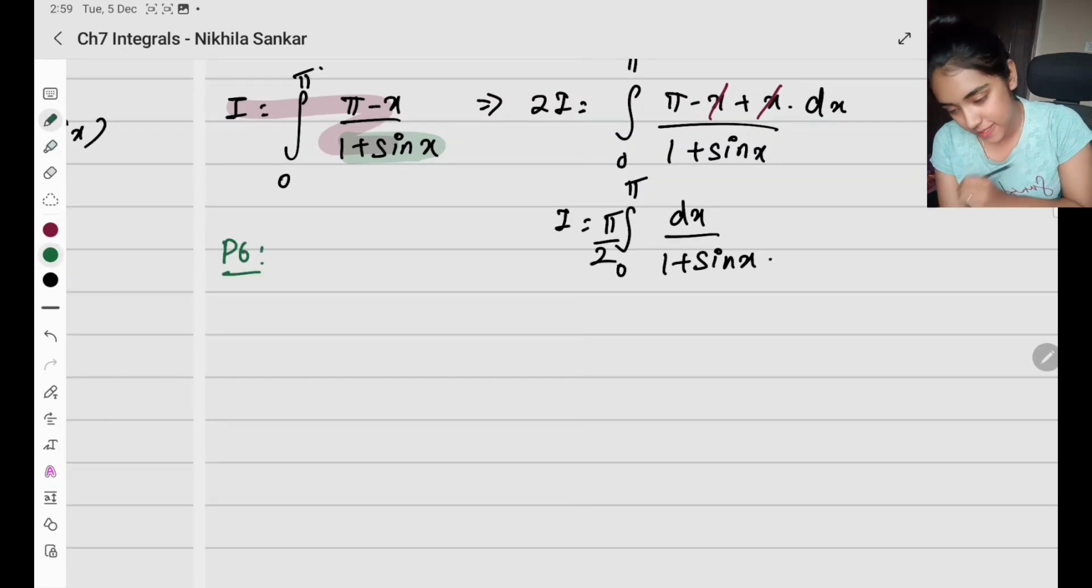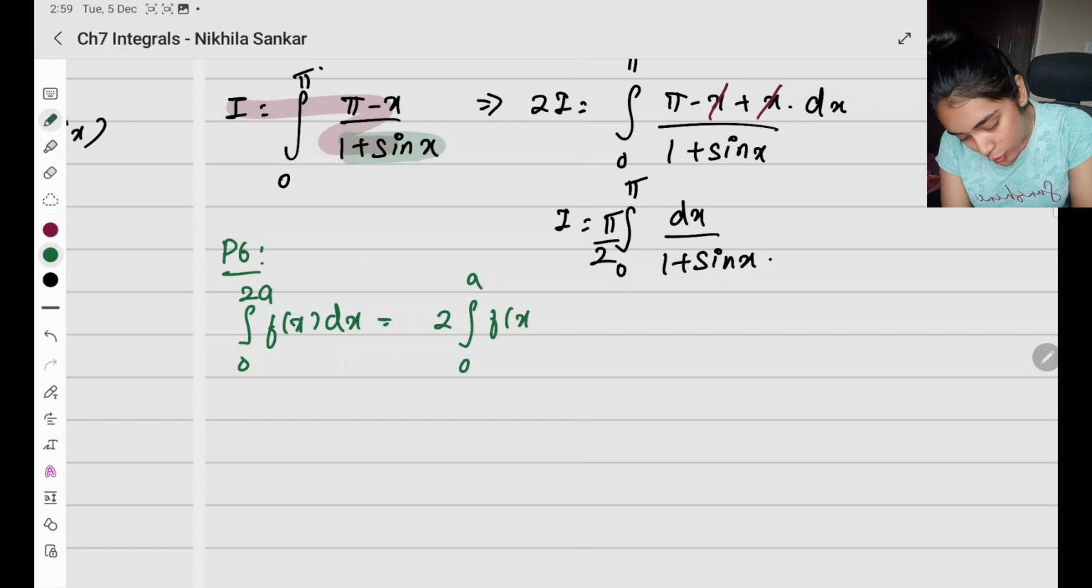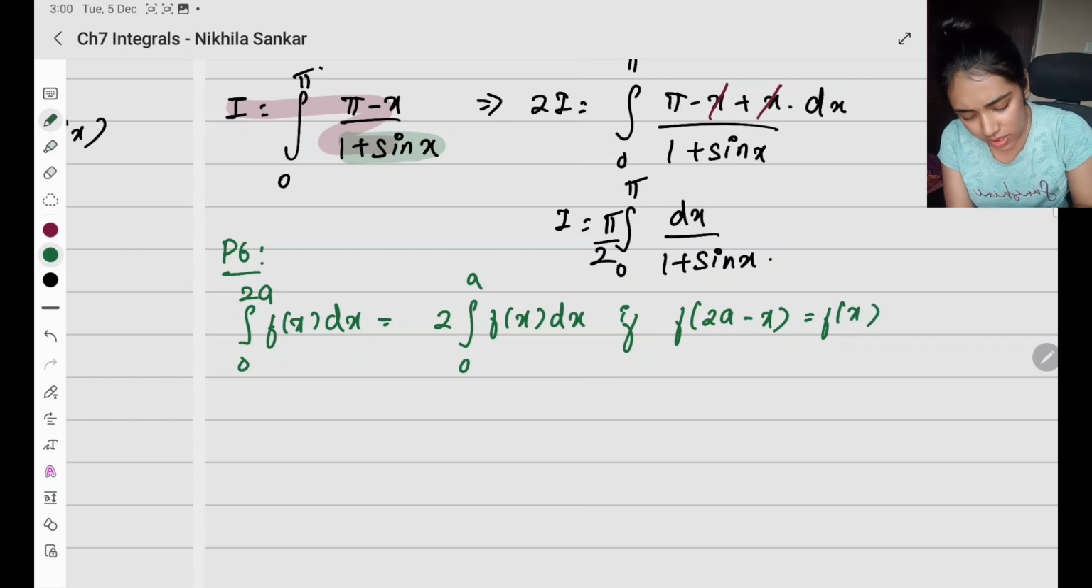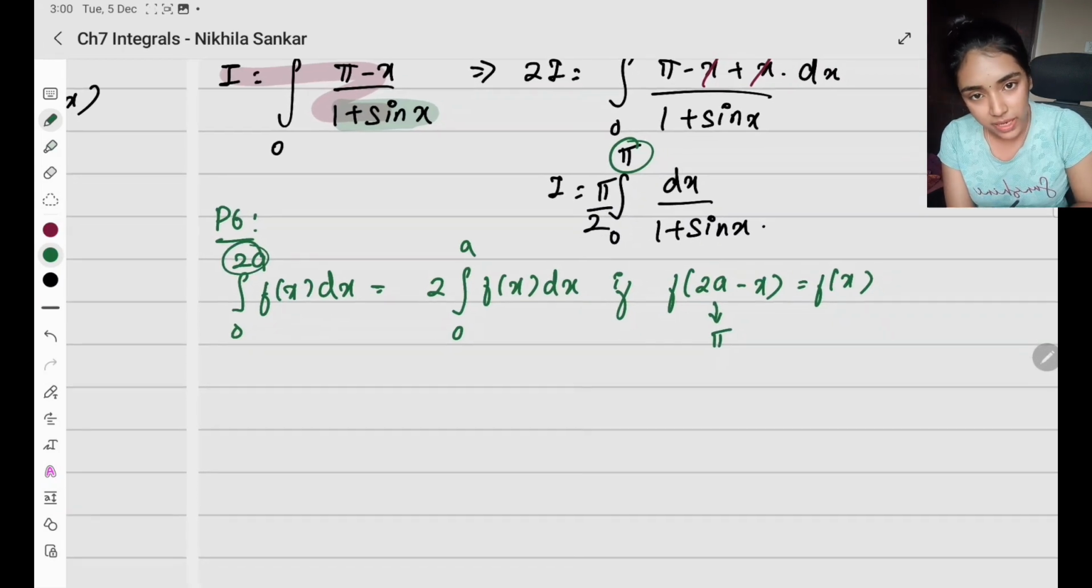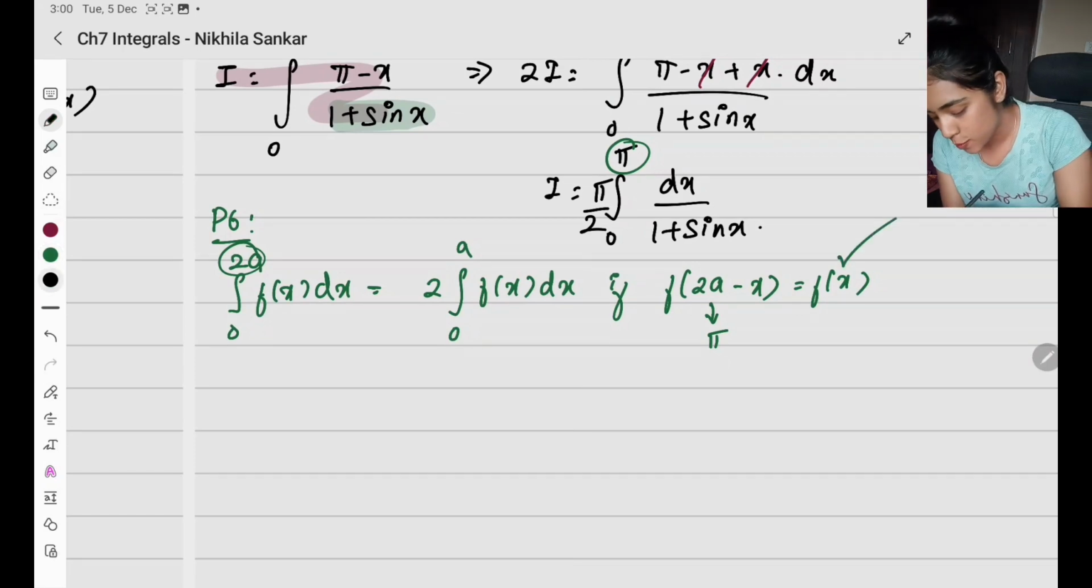Property number 6 tells me integral of 0 to 2a of f of x dx can be written as 2 times integral of 0 to a of f of x dx, if what is the condition? f of 2a minus x equals f of x. Is that the case here? My 2a is going to be pi according to this property. So pi minus x, sine of pi minus x is again going to be sine x. So this satisfies the condition. So I am going to use property number 6.